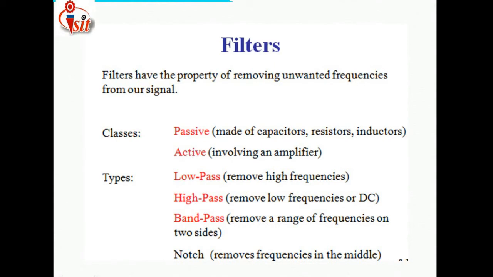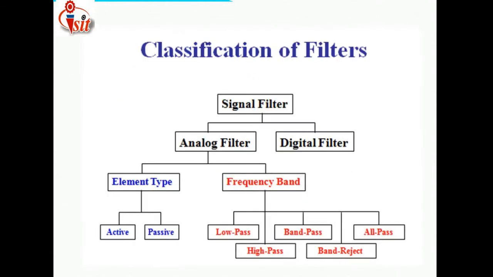That means the band pass filter removes the frequencies on the two sides, and the notch filter removes the frequency in the middle. That means a band pass filter passes a band of frequency signals and removes all the rest. And the high pass filter, like the low pass filter, only the change is that it passes the high frequency signal and rejects the low frequency signal.